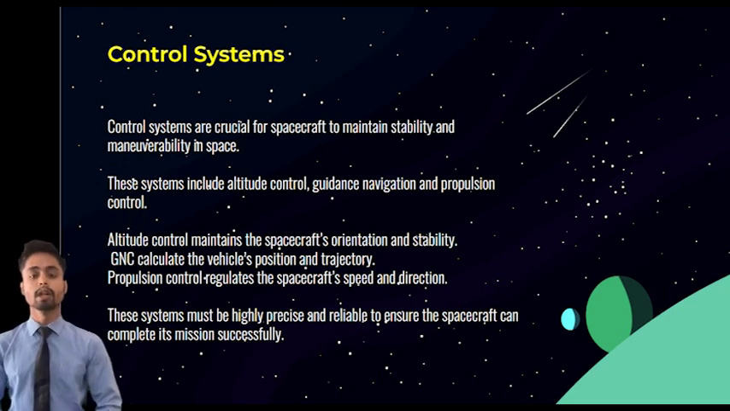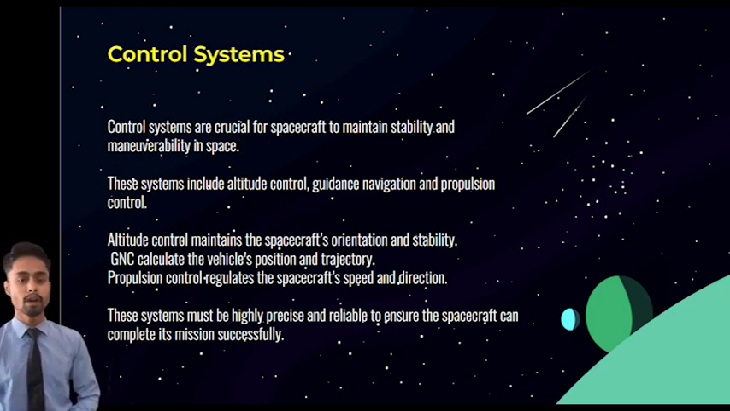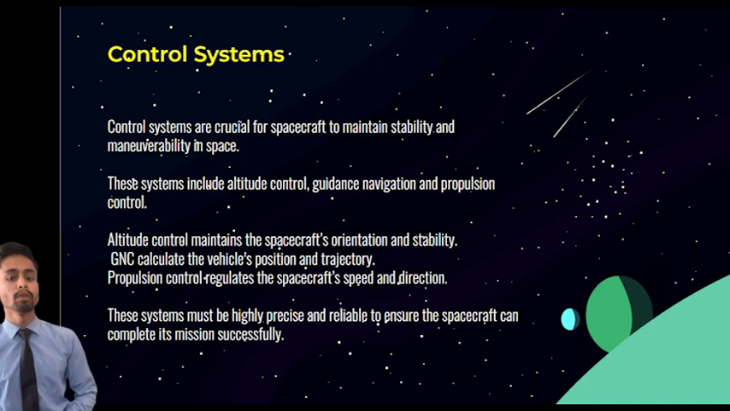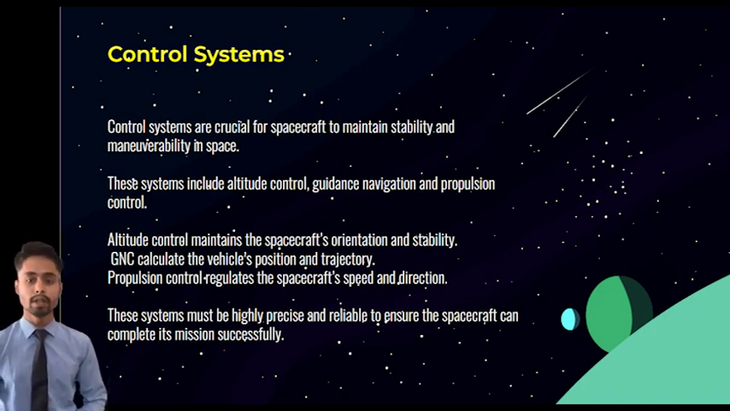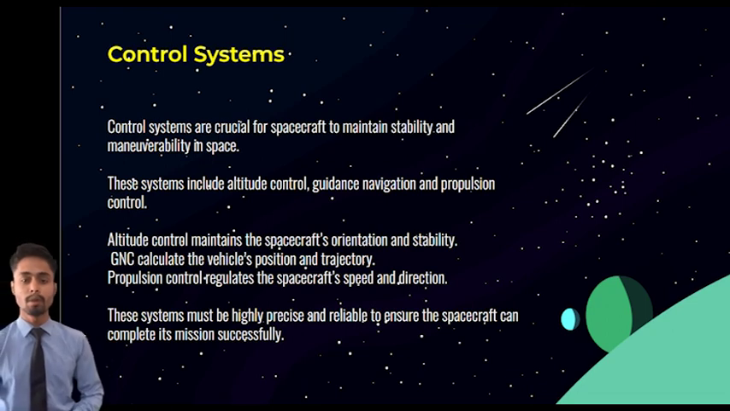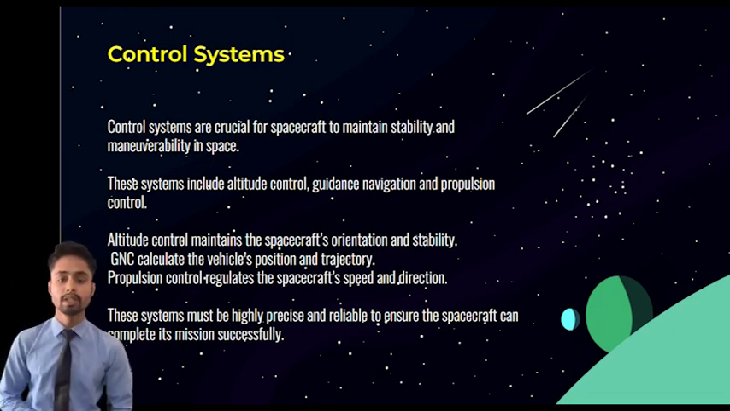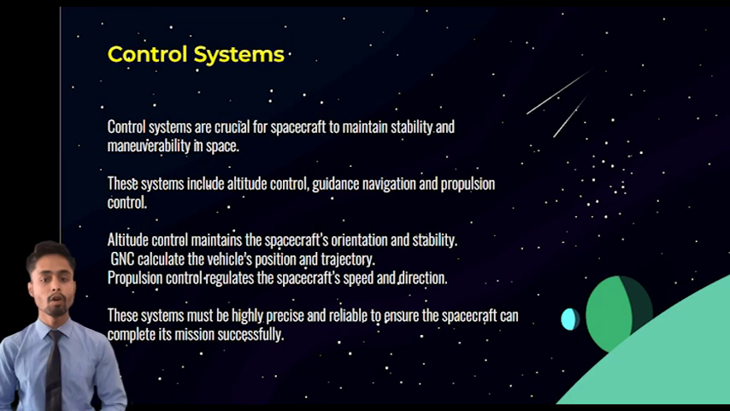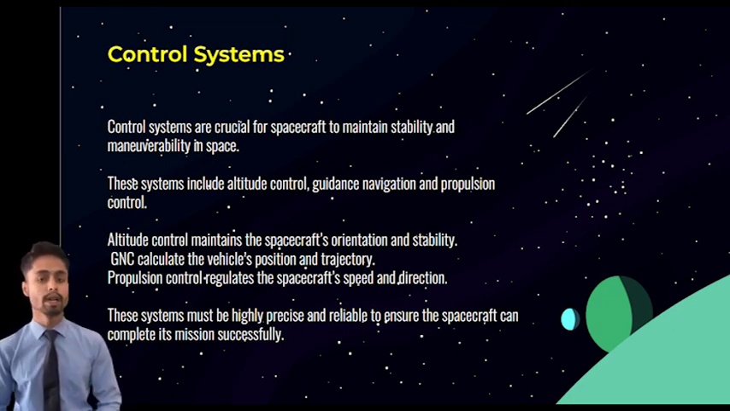Overall, propulsion and control systems are critical components of spacecraft design that are necessary for maneuvering and controlling the spacecraft in space. By carefully selecting the appropriate propulsion and control system to meet the mission requirements, engineers can design spacecraft that are capable of performing complex maneuvers and achieving mission objectives.